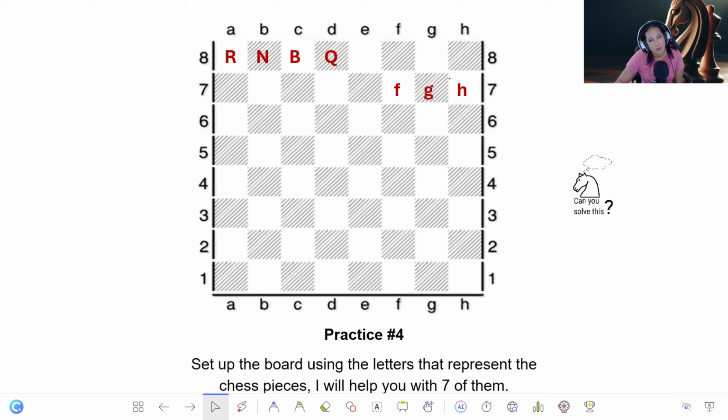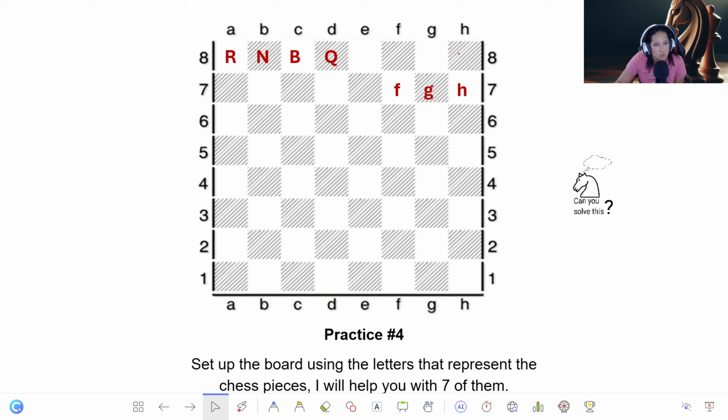Then for the pawns, you use the letter of the square that the pawn is on, okay? You already have 3 of them here. So let's finish with the pieces first.